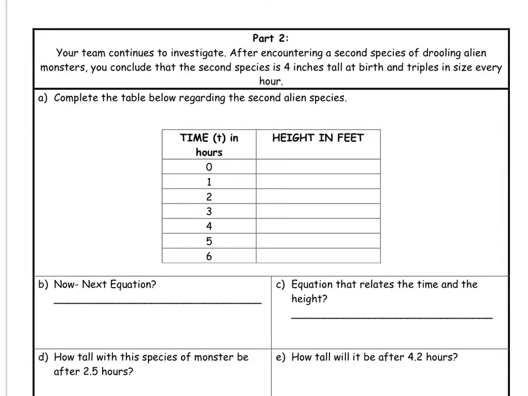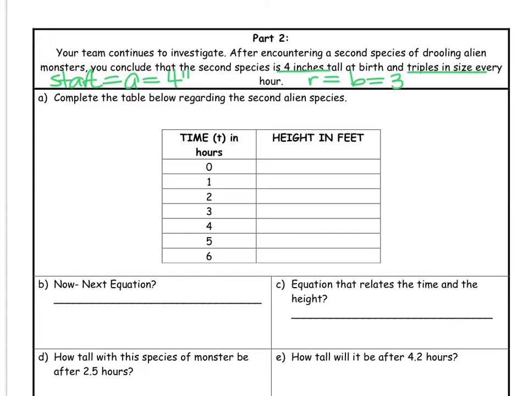So let's take a look at part 2. Your team continues to investigate. After encountering a second species of drooling alien monsters, you conclude that the second species is 4 inches tall at birth and triples every hour. So if it's 4 inches tall, that's our start, which is our A, which is 4 inches, and it triples in size. So our common ratio, or our B, it's tripling, and that means times 3.